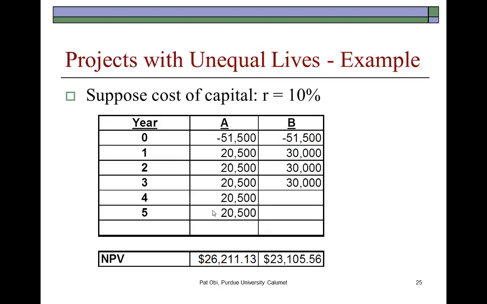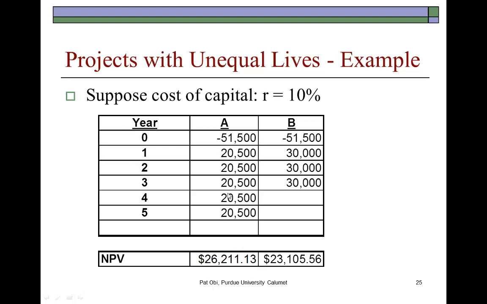All right, so here's a quick example for projects with unequal life. So here we have two projects, A and B, and we can see that A is a 5-year project, B is a 3-year project. Based on the cost of capital of 10%, we find that the NPV for A is greater than that of B. Now keep in mind that part of the reason why this NPV may be higher than project B's NPV may be because of the fact that A is a longer project.